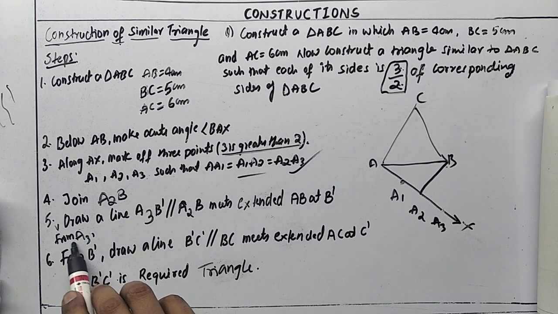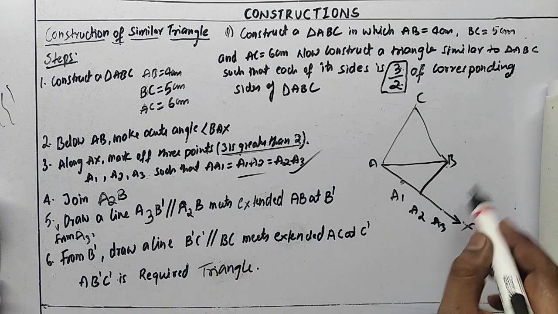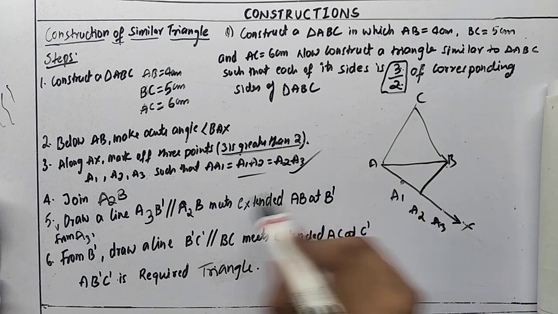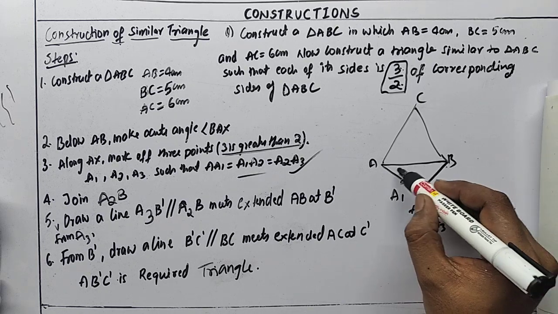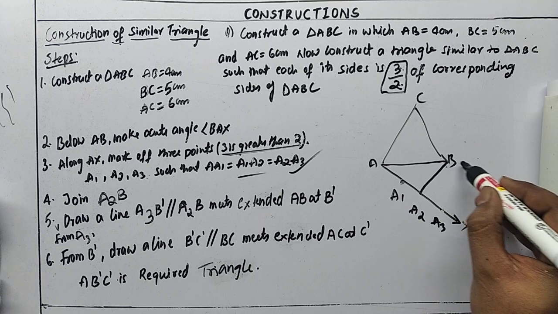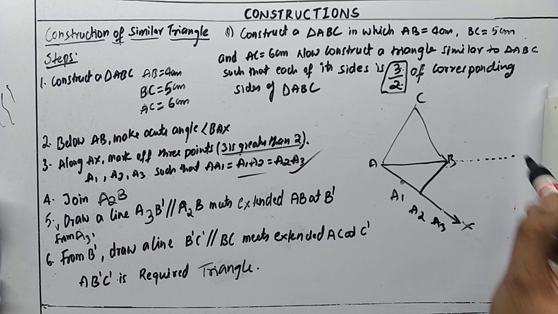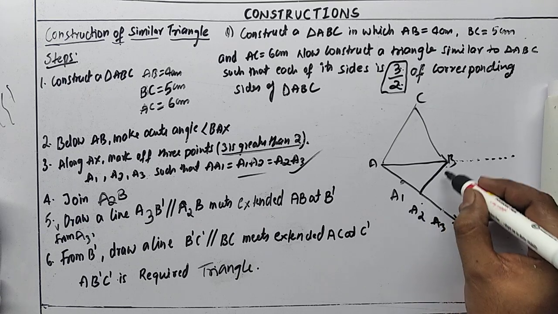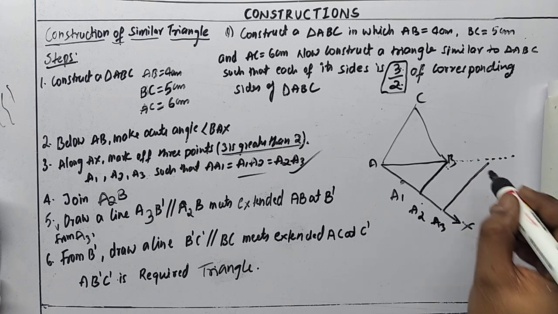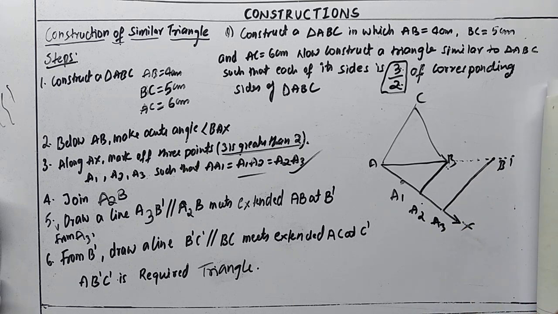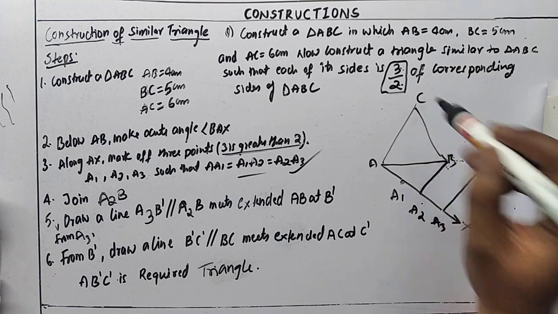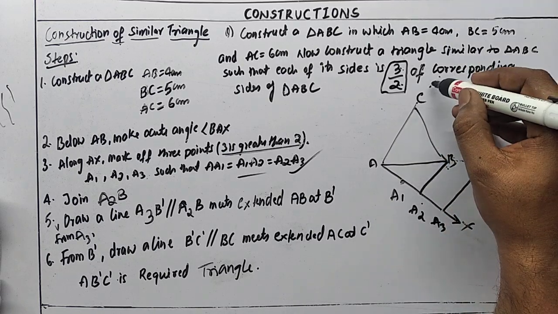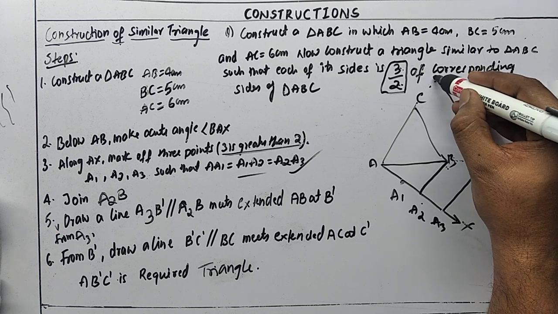Draw from A3 a line segment A3B dash which is parallel to A2B, which means extend AB at B dash. So you have to extend this AB, and draw a line parallel to A2B from A3. This point is B dash. Next you have to draw a line from B dash which is parallel to BC to the extended AC. This is C dash.